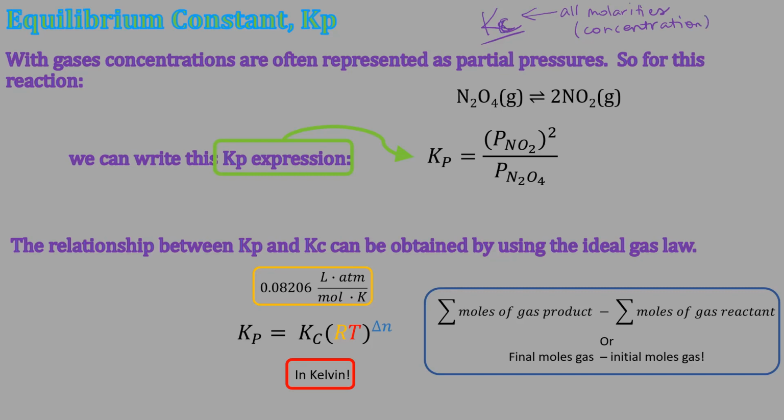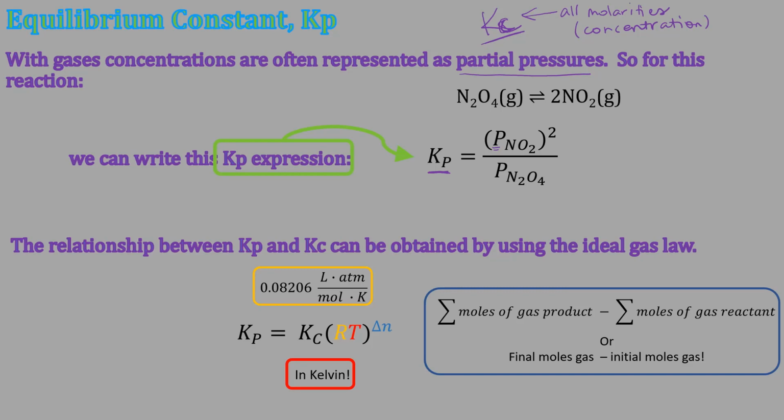But with gases, it's not always that easy to calculate the molarities. It's much easier to calculate the pressure. And so a lot of the time, gases' concentrations are represented as partial pressures. Because of that, we often want to express it with the pressures, and so we have Kp. The little p just means pressure. Instead of brackets, we can use parentheses here, but we have to put that it's the pressure of NO2.